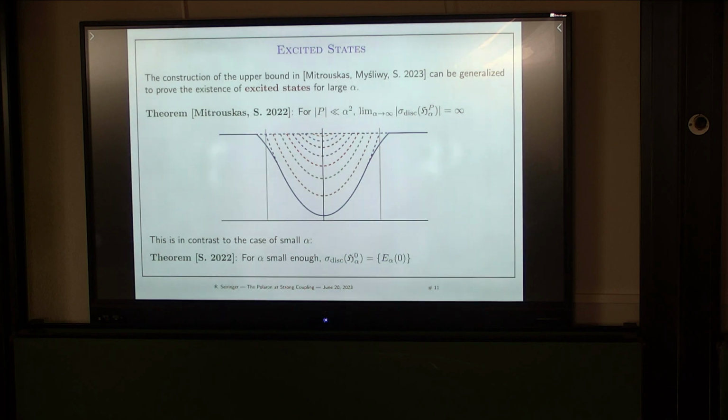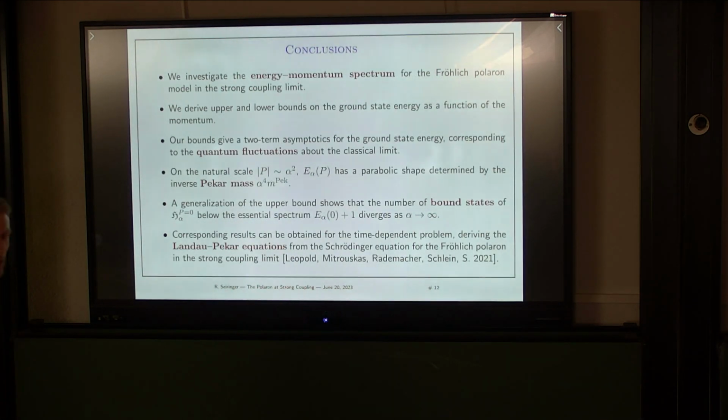Okay, so maybe I'm basically done. I think I have just a conclusion slide here. So let me just summarize the results. What we look at is the Fröhlich model of a polaron, in particular spectral analysis of this model, which means we study the joint energy-momentum spectrum, which we can do because of the translation invariance of the model.